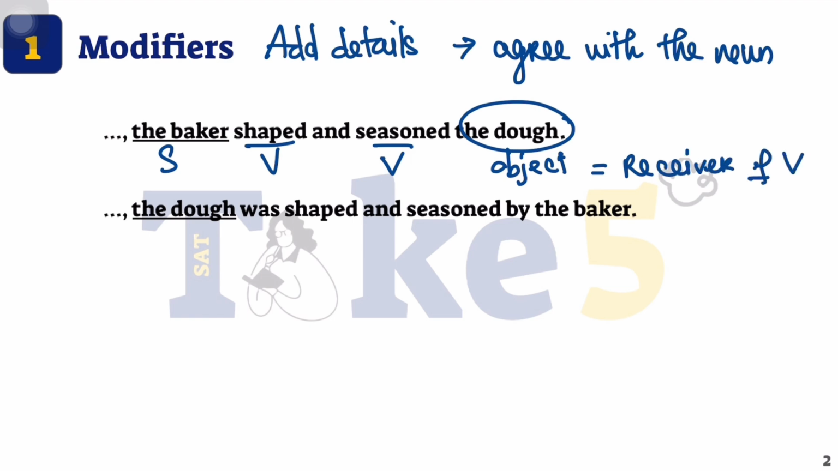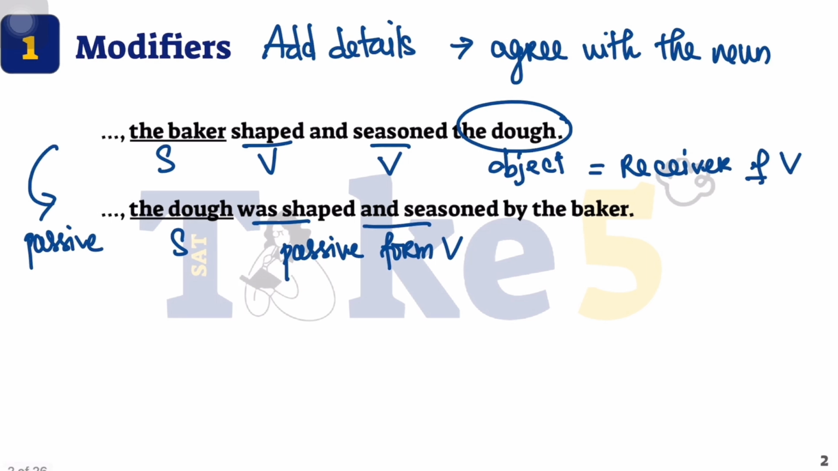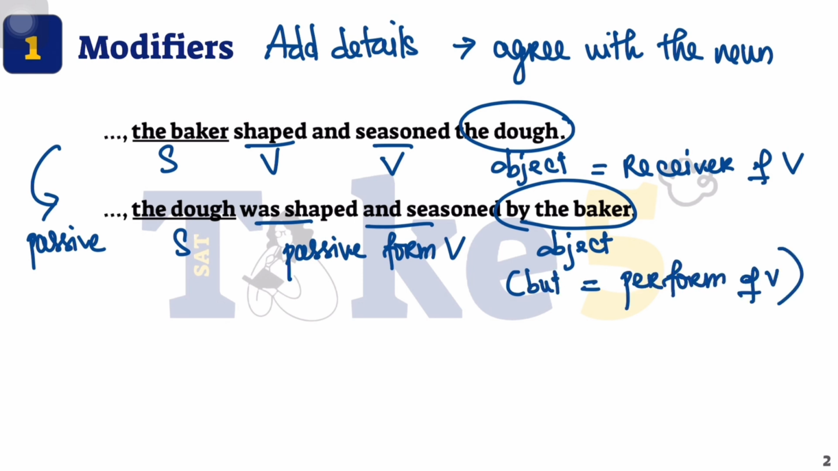If we reverse this first sentence into passive form, the object, the dough, now becomes the subject, and we have to change the main verbs into passive form while keeping the past simple tense. In such a passive sentence, we still call the baker the object grammatically, but we understand that this is the one who performs the action while the subject is the receiver.